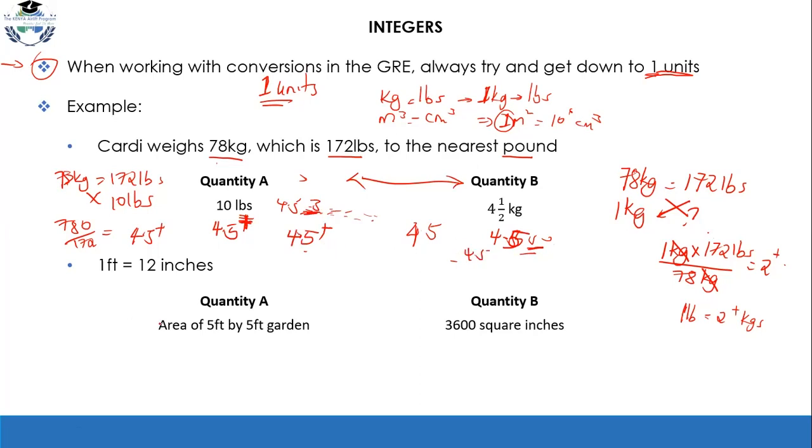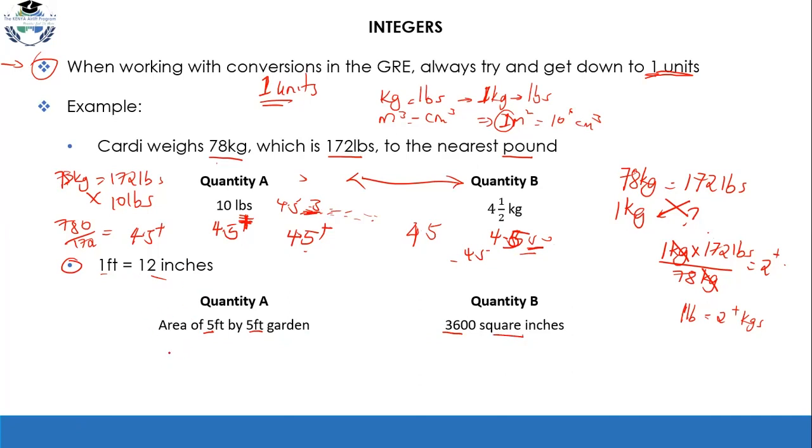All right. So we have something similar in the second example here. You're being told 1 foot is equal to 12 inches, right? Area of a 5 feet by 5 feet garden. Let's see. Are you going to make the same mistake? Are you going to round off again too early if there's rounding up? So that's 600 square inches.